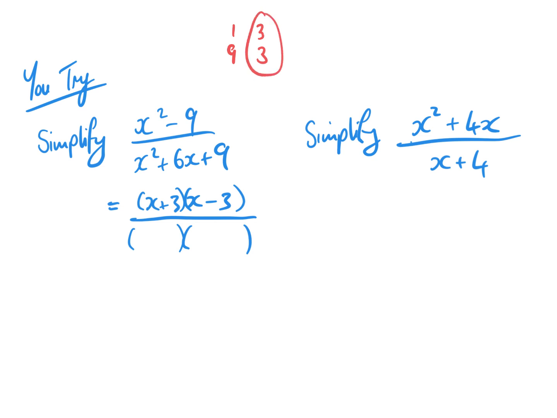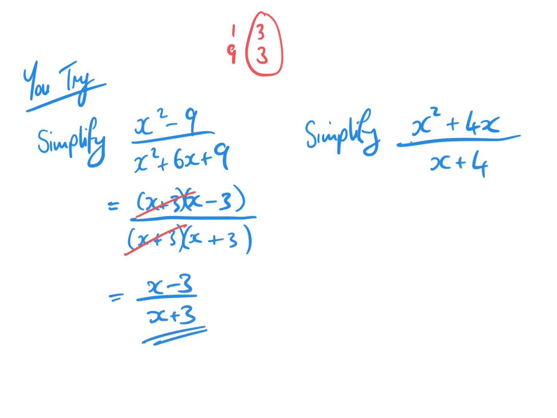So I'm going to put those in here and here, 3 and 3, x and x. And my target here is to make positive 6 using my 3 and my 3. So it's going to be positive 3 plus another 3. What we then do is we cancel like values. So x plus 3 and x plus 3 can cancel. And we're left with then just x minus 3 at the top and x plus 3 at the bottom.